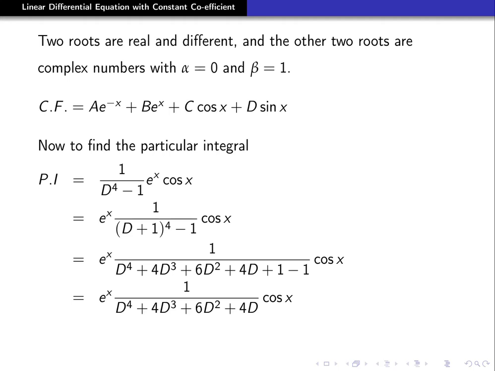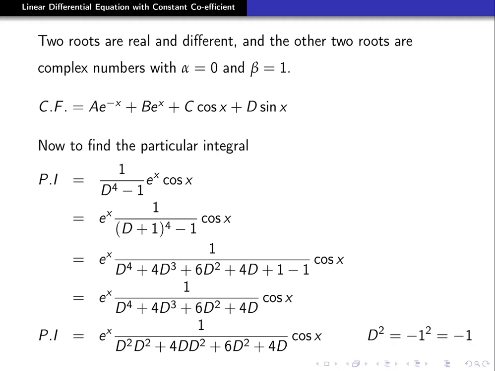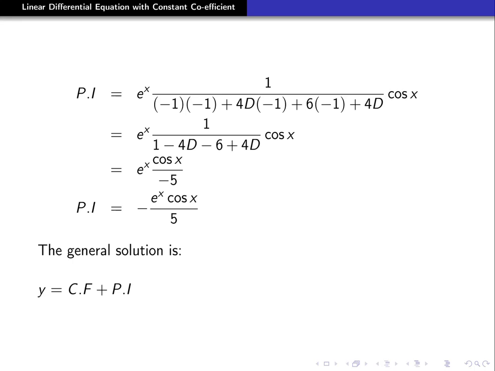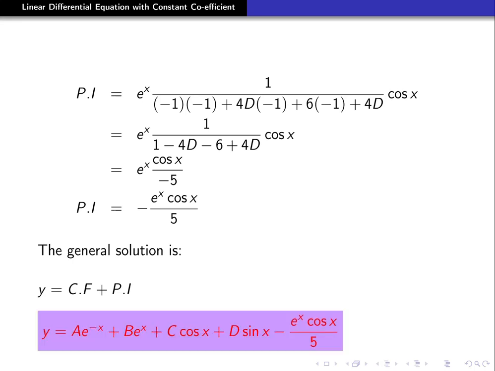Now we have to use the trigonometric term, that is cos x. Here d power 4 we can split as d square into d square, and d cube we can split as d into d square. Since it is a trigonometric function, we can use type 3. Type 3 is nothing but replacing d square with minus a square. Here a is 1, therefore minus 1 square is minus 1. Replace it and simplify that one, and we will get this, which is the particular integral. Therefore, the general solution is the complementary function plus the particular integral. Replace the complementary function and particular integral, and we will get the solution.